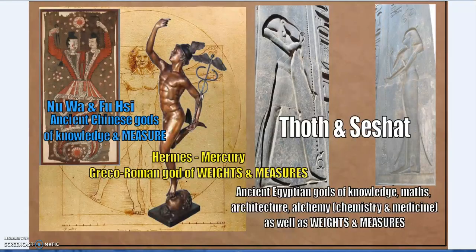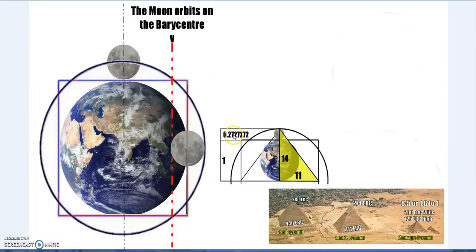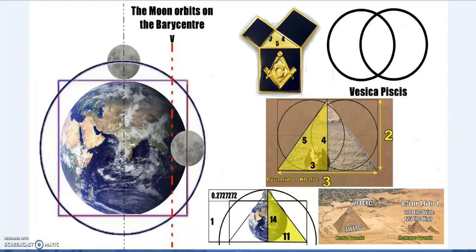Now, Thoth, Seshat, Hermes, Mercury: gods of knowledge, maths, architecture, alchemy as well. This will be an important feature: weights and measures, but astronomy as well. So we saw earlier the 7 to 11, or 14 to 11, right angle triangle of the Great Pyramid, or Meidum, or the capstone next to the Red Pyramid, gives this squaring the circle, which leads to a nice proportion describing the relative size of the Earth and the Moon, which also describes the Barycenter in there.